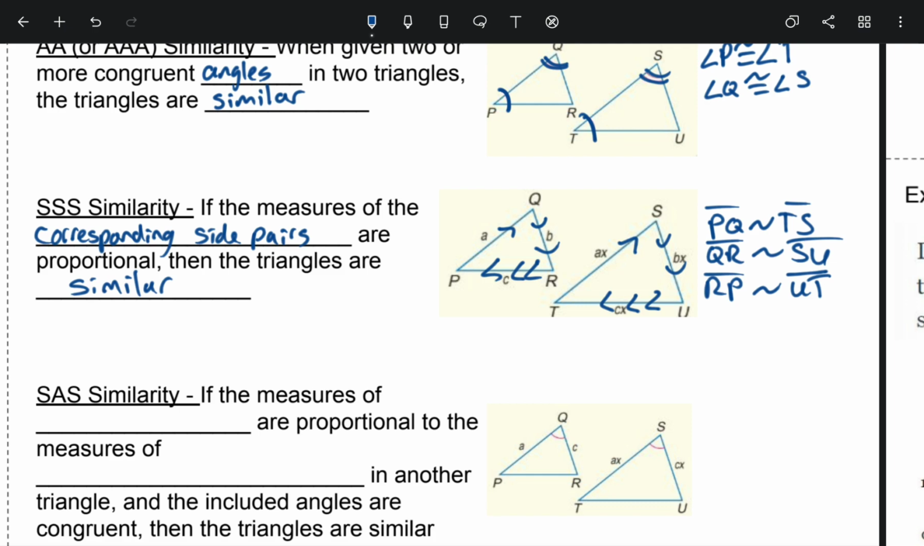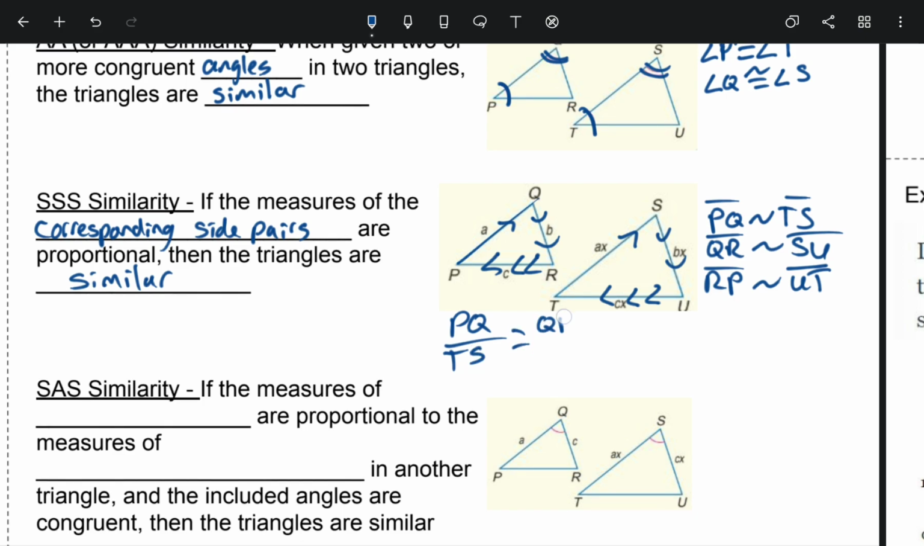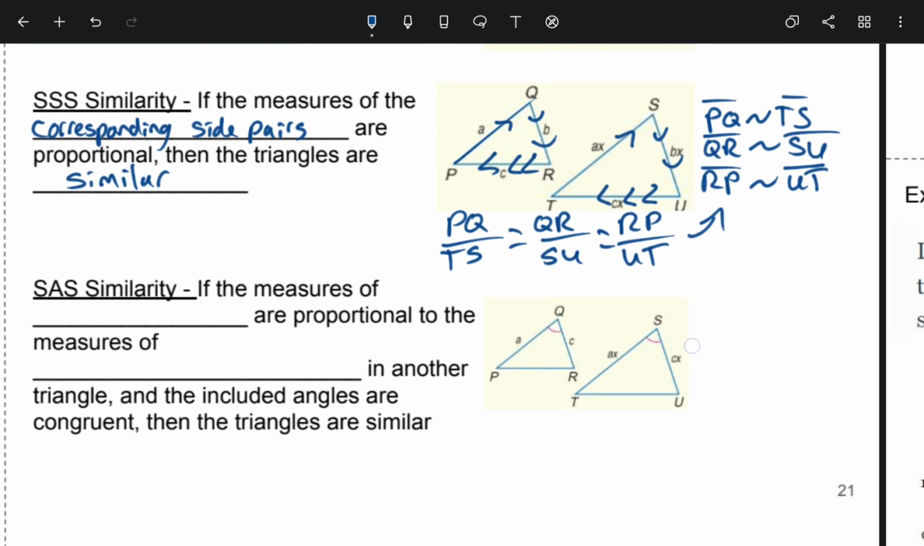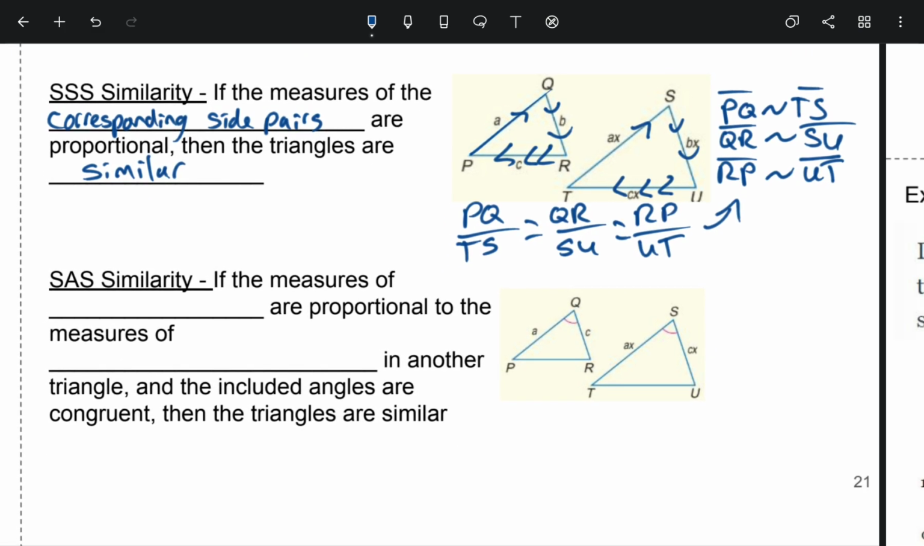And this would mean that the ratio between each side, so you might also see this as like PQ over TS is equal to QR over SU is equal to RP over UT. That also holds true. If you're given any of these pieces of information, you know the triangles are similar. Or all of these information pieces.